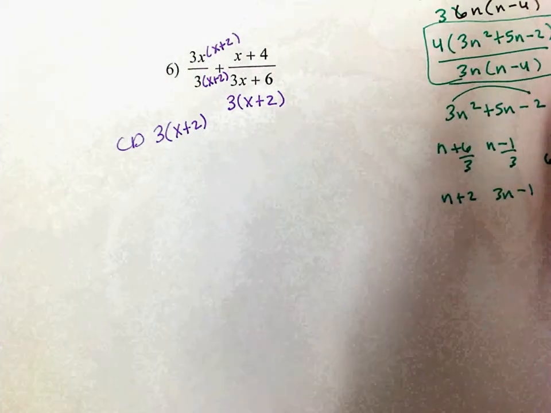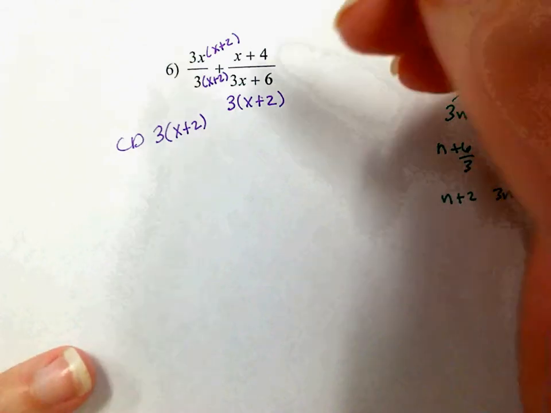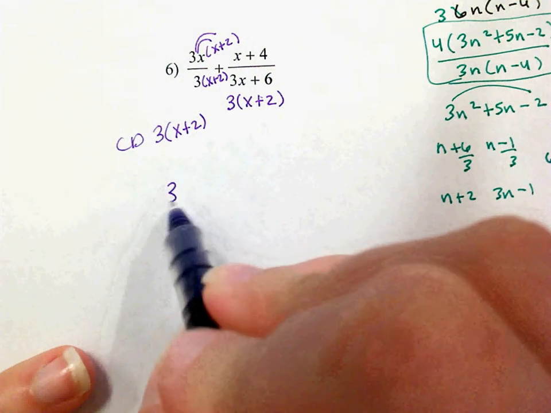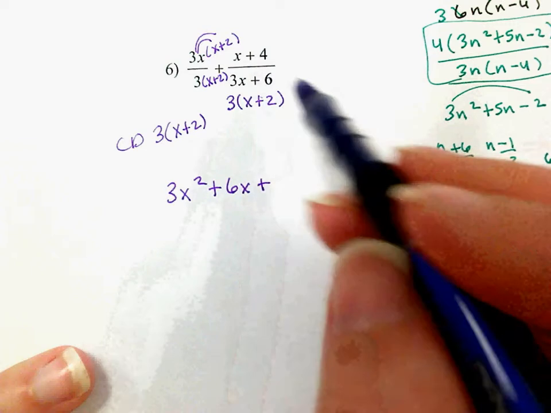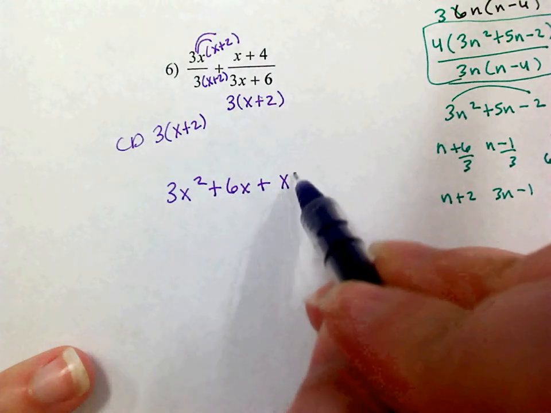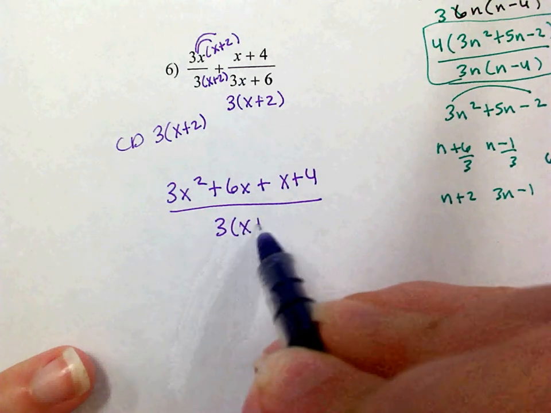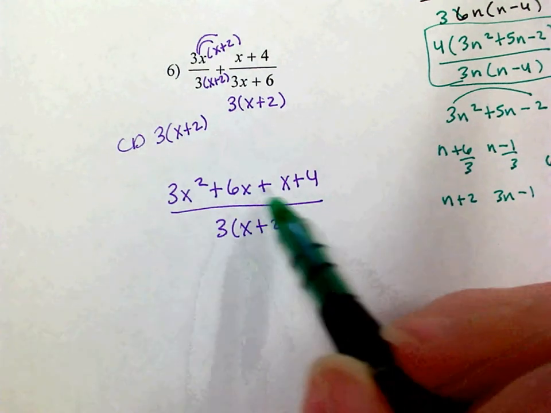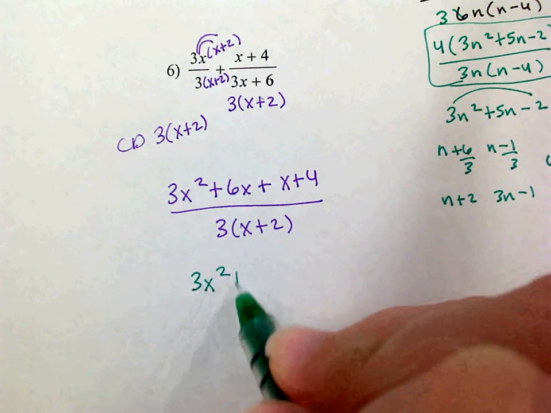No. So I really only need to distribute the 3x on the top. So what's 3x times x plus 2? 3x squared plus 6x plus, what am I adding? x plus 4 over my common denominator of 3 times x plus 2. Guys, is there anything I can combine? Yeah, 6x plus x is 7x. Okay, so I've got 3x squared plus 7x plus 4 over my common denominator of 3 times x plus 2.